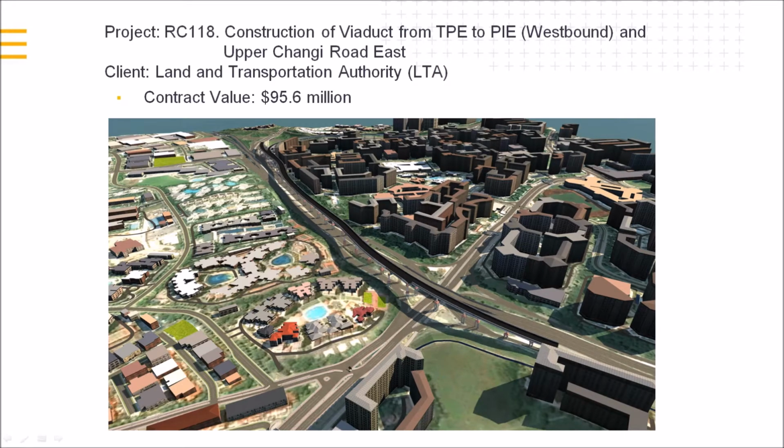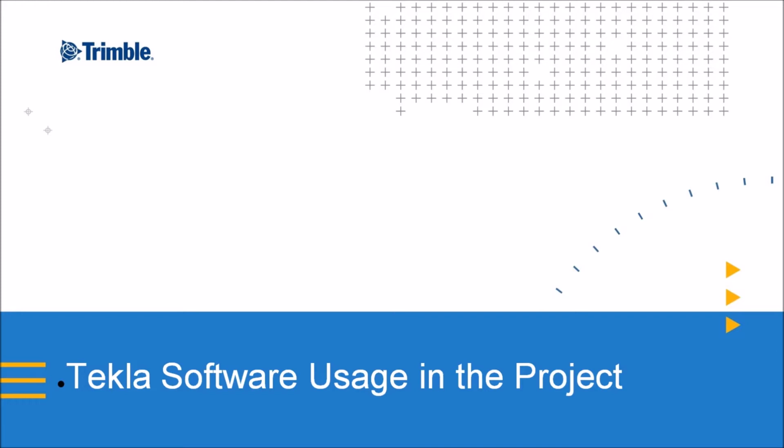Okay, so we now move to my current project. I am a BIM modeler of this project, RC118, construction of viaduct from TPE to PIE westbound and Upper Changi Road East under LTA, with a contract value of $95.6 million. As you can see here in the photo I prepared, we need to construct this whole flyover running across TPE. Aside from the viaduct, there are associated works in the contract like construction of drains and road widening on Upper Changi Road East. So that's for the company and project briefing.